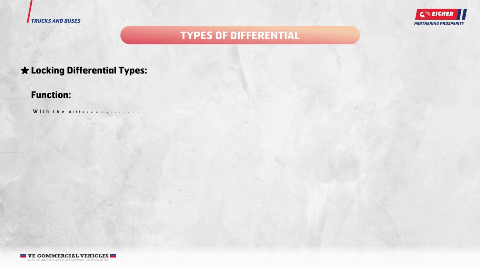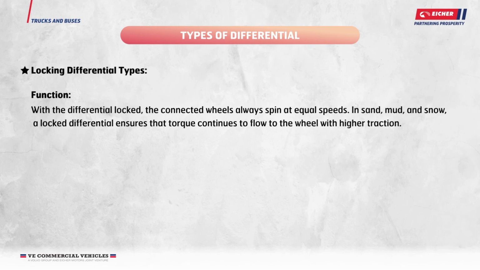Function. With the differential locked, the connected wheels always spin at equal speeds. In sand, mud, and snow, a locked differential ensures that torque continues to flow to the wheel with higher traction.